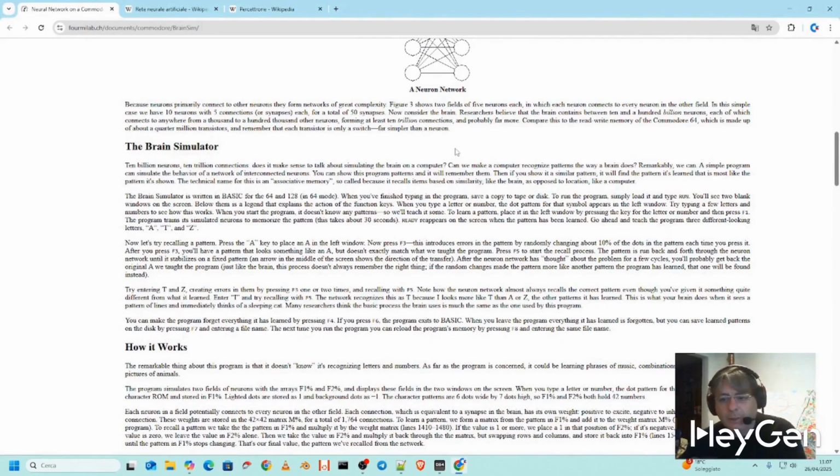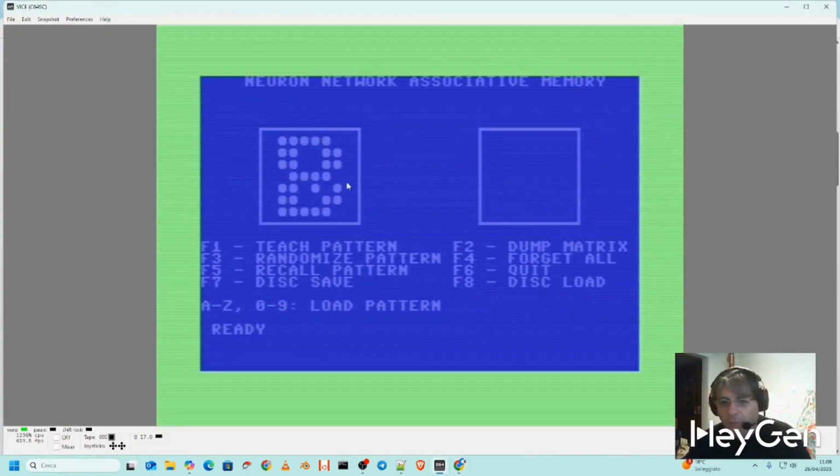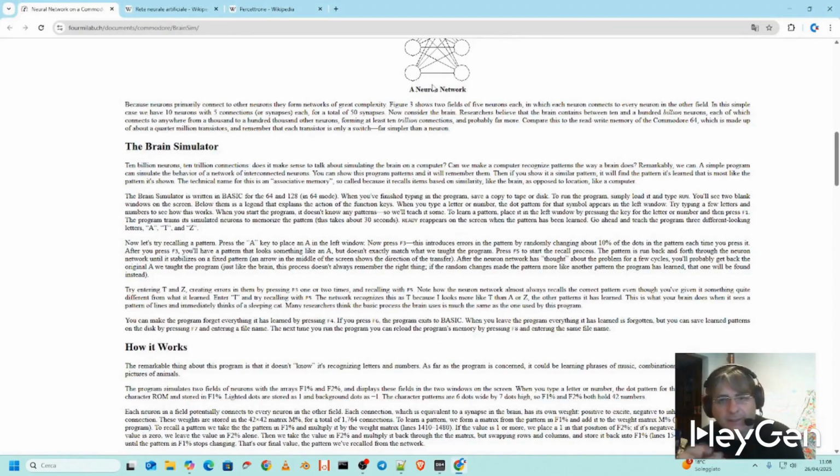So how is the implementation of this program carried out? The program essentially simulates two fields of neurons, which we will call F1 and F2. And these are the matrices, as I mentioned here, F1 and F2 are these here. And it displays them in the two windows on the screen. When a letter or a number is typed, the pattern corresponding to that symbol is initially read from the character ROM and then stored in F1. And the points are illuminated as if it were more or less a character, so 1 and -1. So we turn them on and off.